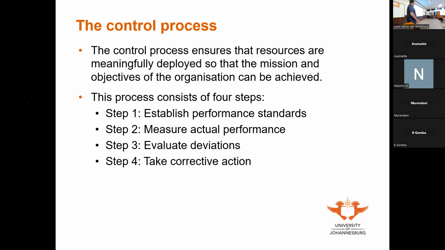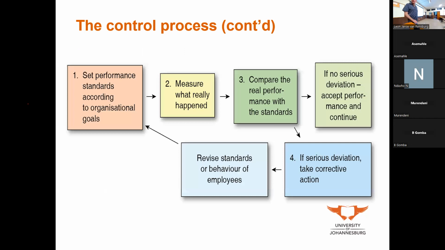Right, so there are the control processes. First, establish your performance standards, measure the actual performance, evaluate the implementation, and take corrective action. This is the control or feedback loop system. So here you get the control process: set the performance standards, measure, compare. It's great if nothing goes wrong. If something is not right, come back and repeat.